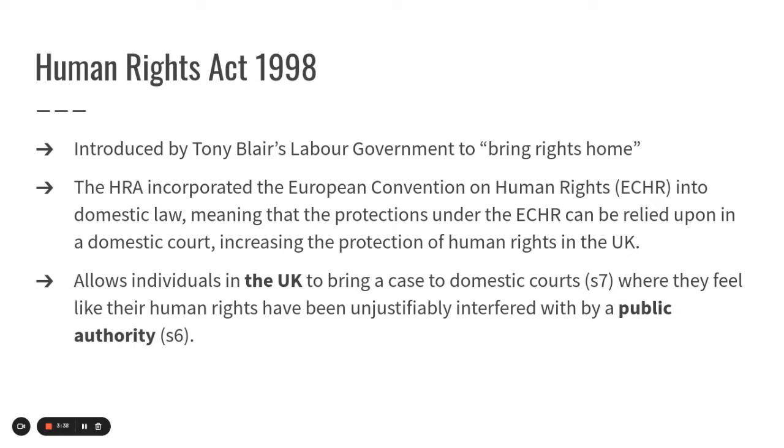So you can, as an individual, go to a domestic court or a tribunal in the UK and say, for example, a police officer has interfered with my right to privacy unjustifiably. You are able to go to a tribunal, you are able to go to a court if you feel like a public authority has interfered with your rights. This means that the protection of human rights in the UK increased with the introduction of this Act.